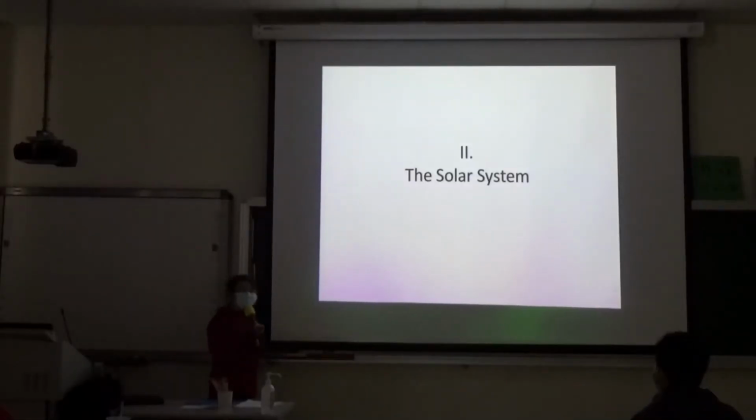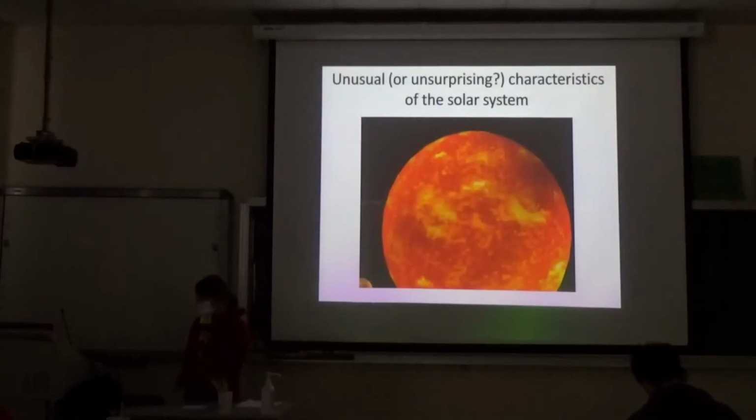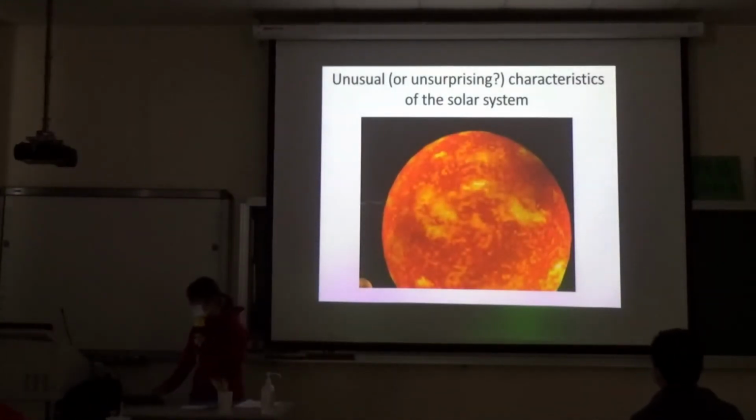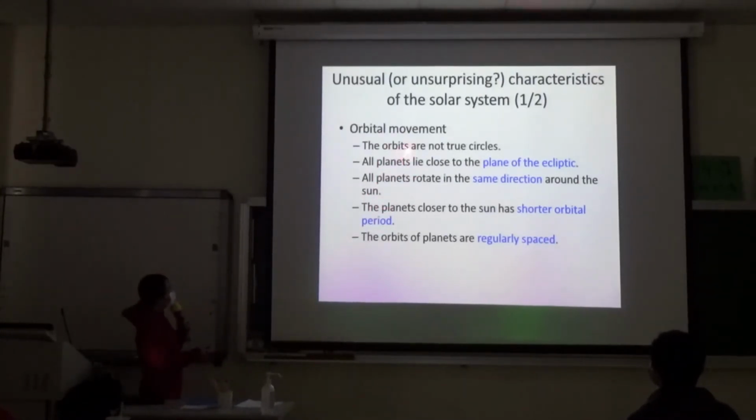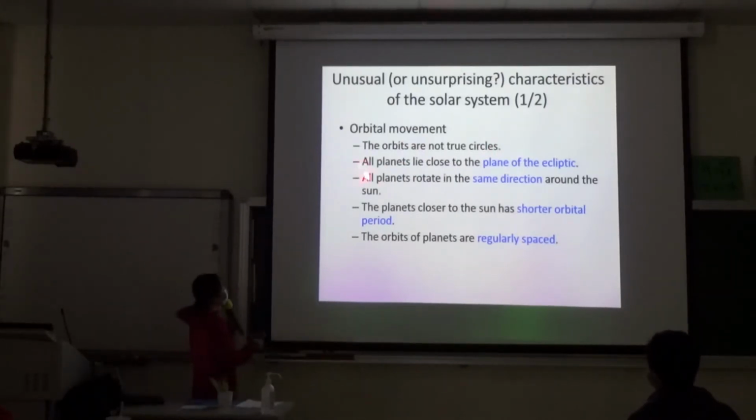Now we come to the part that Ray discussed, solar system. And you have watched the video. And we discussed the orbital movements. Let's review again. Orbits are not true circles, as said, they are ellipses. All planets lie close to the plane of the ecliptic, coplanar, 共面的.